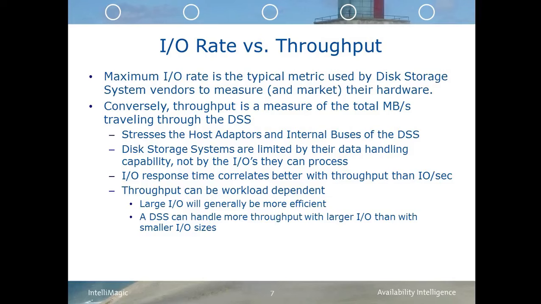I/O rate and throughput are 2 ways of looking at how much work a disk system is actually doing. I/O rate is the metric most frequently reported, although throughput is generally a much more useful metric. But I/O rate is what most RMF reports provide. In addition, storage vendors typically use I/O rate measures when they're marketing their product. However, throughput gives a much better picture of how much work your storage is actually doing.